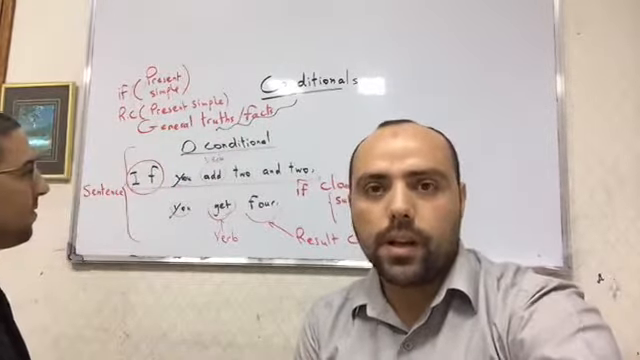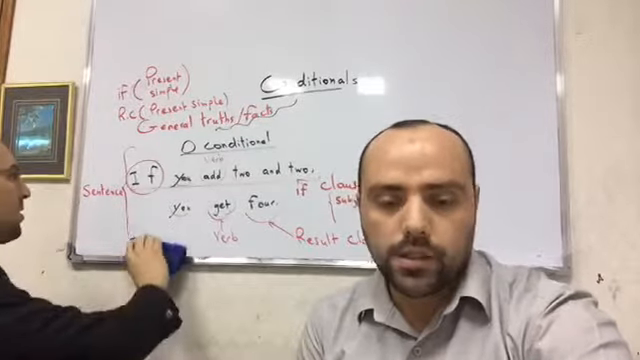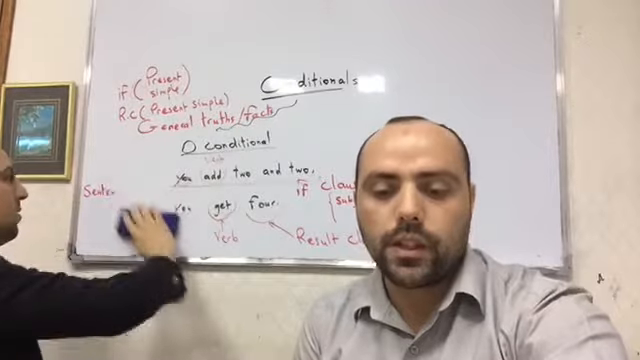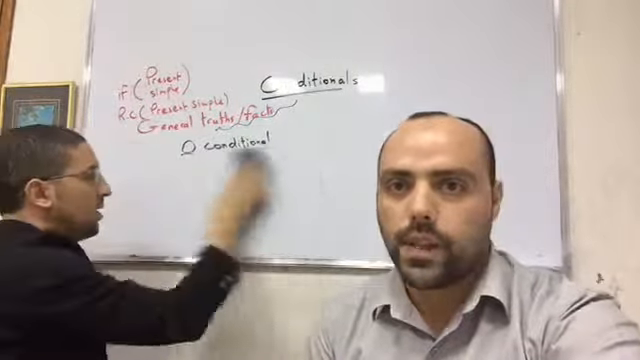Just give us examples about anything which is a fact, because we're using the zero conditional for general truth, as in the example that we've shown you before.